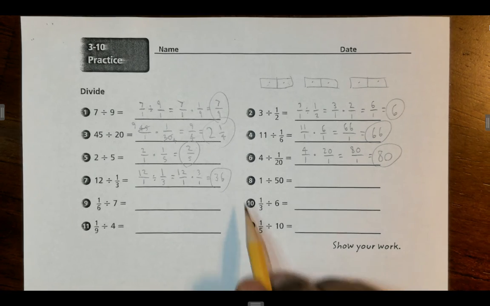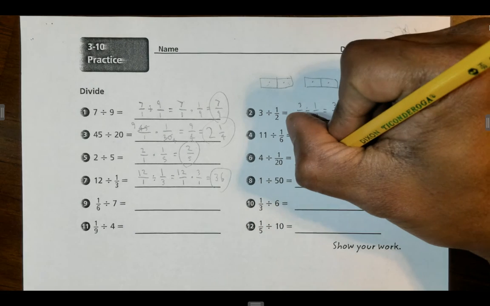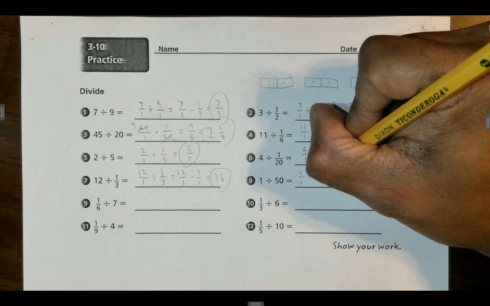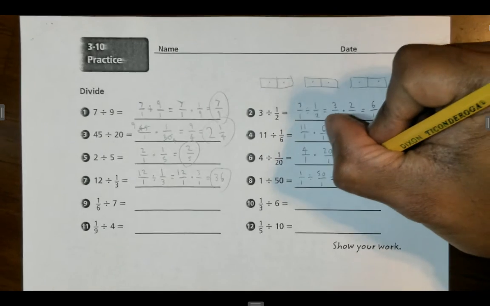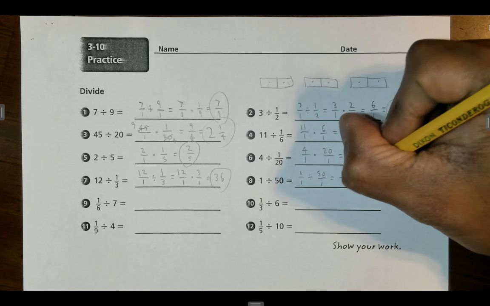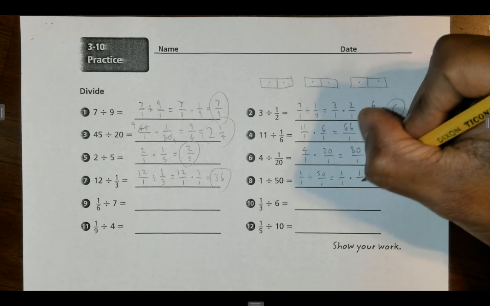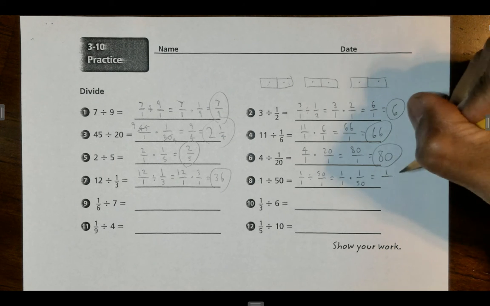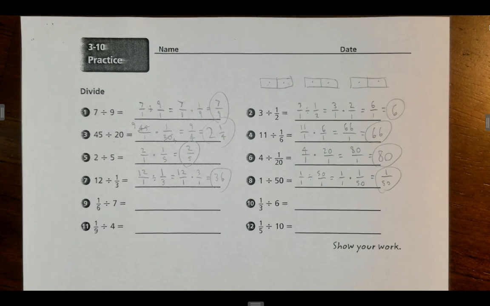36. 1 divided by 50. I've got two whole numbers here, so let me rewrite them as follows. 1 over 1 divided by 50 over 1. I'm going to keep what's on the left the same. I'm going to change the symbol, and I'm going to flip what's on the right. 1 times 1 is 1. 1 times 50 is 50. 1/50th final answer.